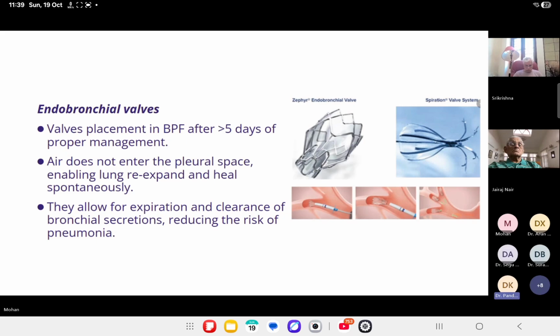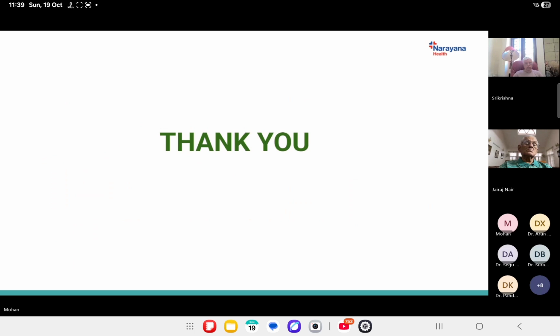Valve placement in bronchopleural fistula can be done after more than 5 days of bronchopleural fistula and proper management. Air does not enter the pleural space, enabling the lung to re-expand and heal spontaneously. They allow for expiration and clearance of bronchial secretions, reducing the risk of pneumonia also.